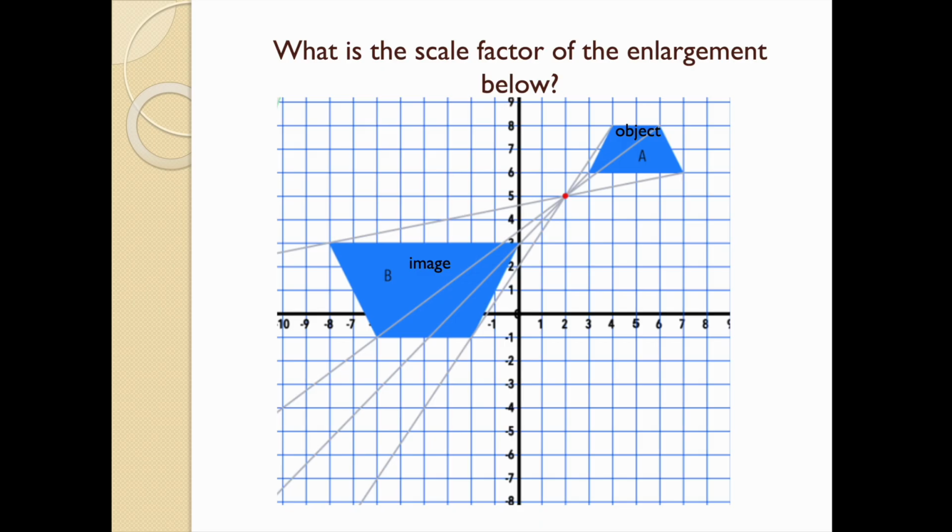So in this case, it would be -2 because the image is 1, 2, 3, 4, 5, 6, 7, 8 boxes here. So 8 boxes here. 1, 2, 3, 4. So 8 divided by 4 is 2. However, because this is flipped, this is a negative enlargement. So we say that this here is a scale factor of -2.